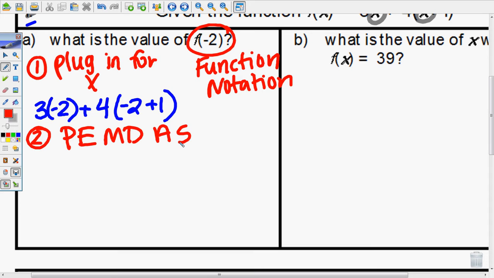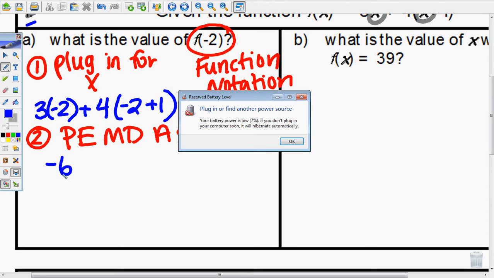Can we simplify our parentheses? Yes, we can. What's 3 times negative 2? Negative 6.